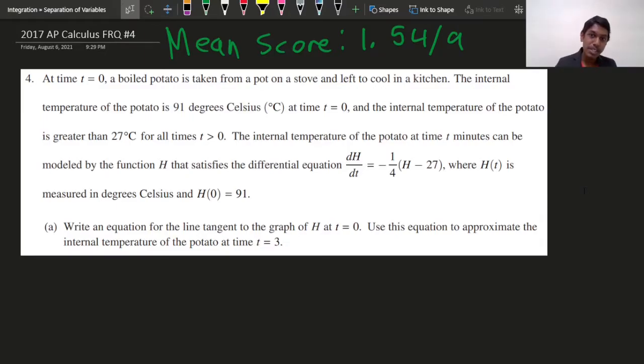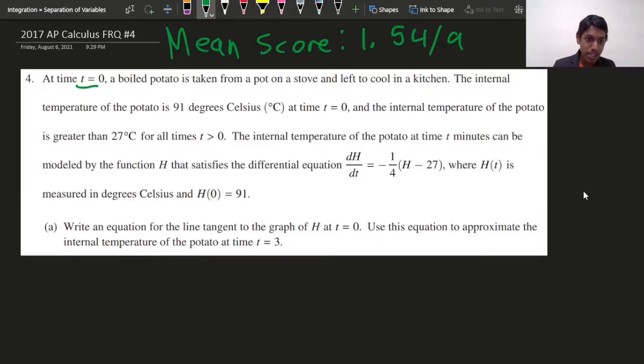You can see here the mean score was just 1.5, so you can round that up to 2 out of 9. So this stuff is definitely hard, and you don't need to get every single question right to get a 5 on the exam. I certainly didn't. And yeah, a 5 is pretty far from 100%. So just want to throw that out there before we get started on this question.